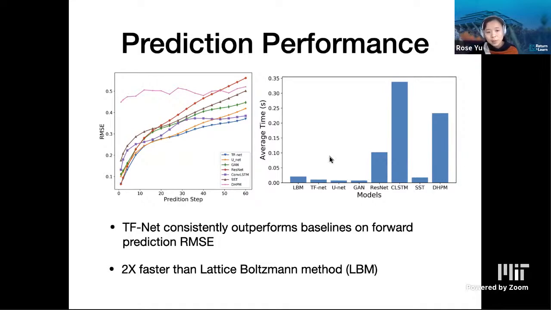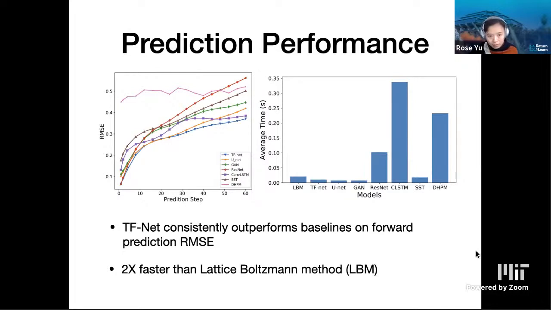So the speedup is more significant when we actually experiment with 3-dimensional turbulence. We actually saw like 1,000 to 100,000 times speedup when we work with 3D turbulence. So that shows you the promise of surrogate modeling with deep learning.